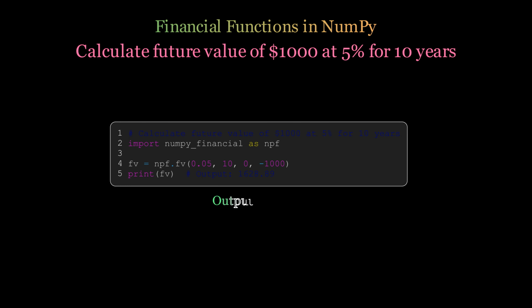Using NumPy Financial's fv function, we input the rate, 5%, periods, 10 years, payment, 0 since we are not adding more, and present value, minus 1,000 as cash outflow. The result shows our $1,000 grows to $1,628.89, the power of compounding.